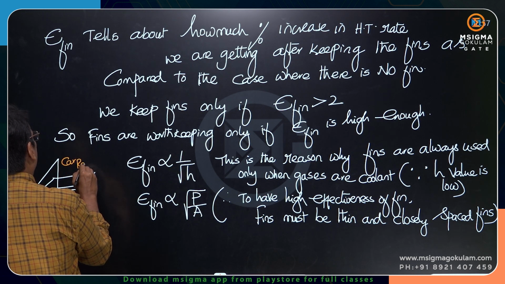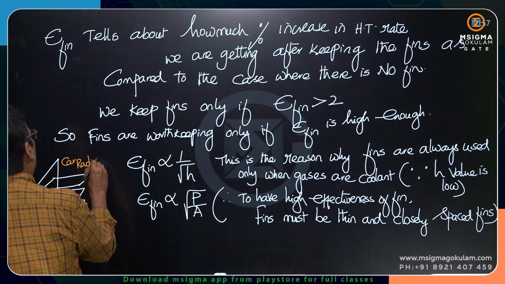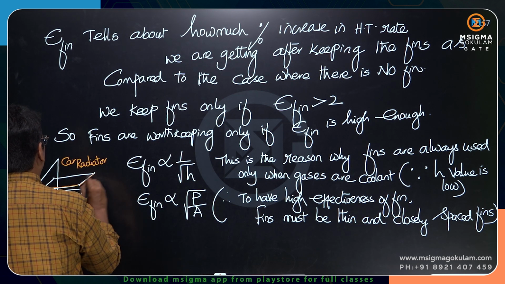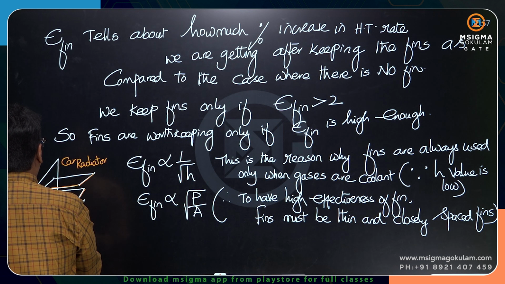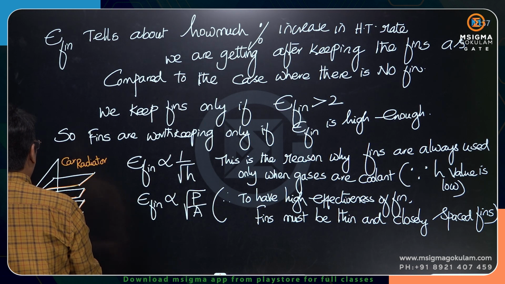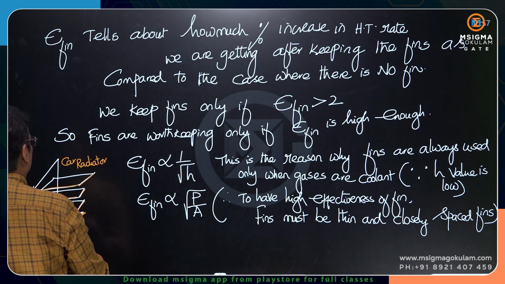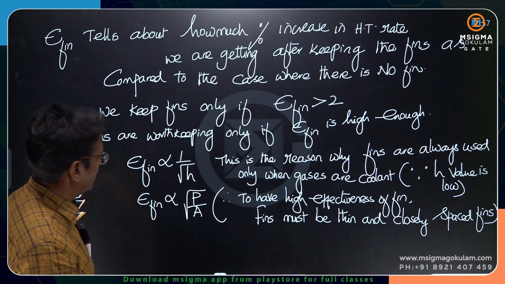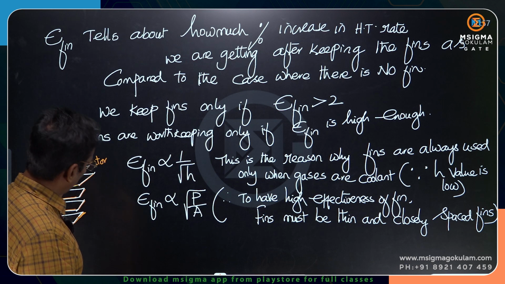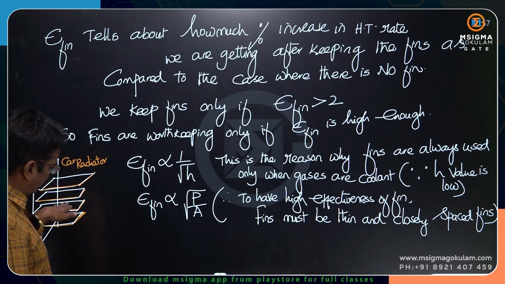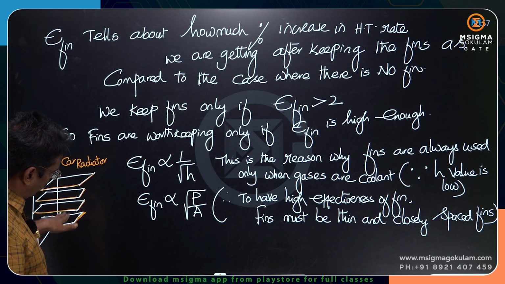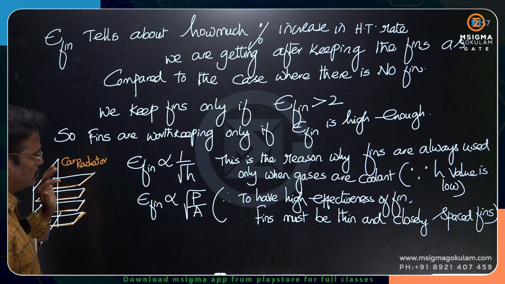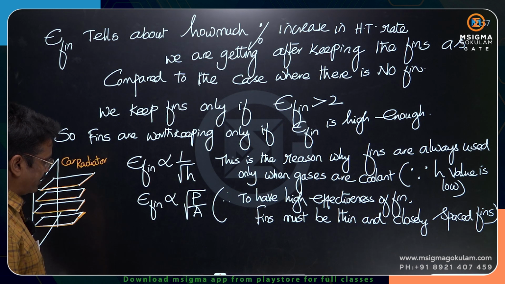On the car radiator, we see very thin fins like this. Thickness will be around a few mm, very thin fins. Thin and closely spaced fins like this. Not very close, there must be some gap left to allow for the flow of air. Air must go in between, but they will be closely kept so that a number of fins can be accommodated.